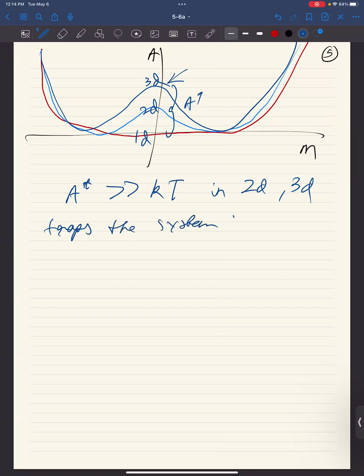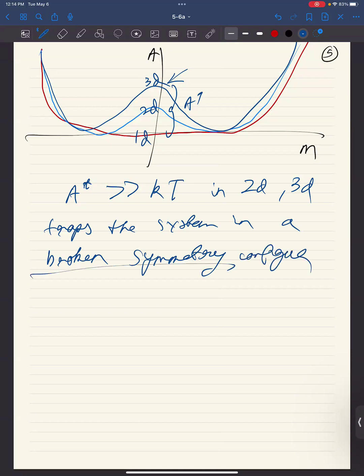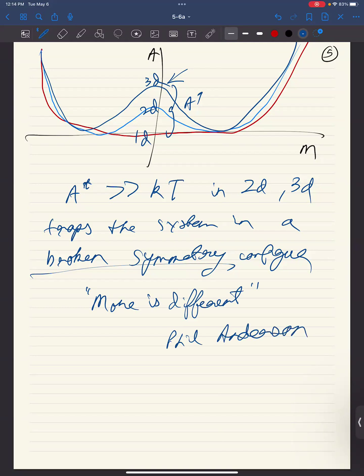in a broken symmetry configuration. So you expect from the underlying Hamiltonian that the system should be symmetric, but you don't have it. It becomes a broken symmetric phase. And one of the most beautiful essays in science is an essay called More is Different by Phil Anderson. It's available online. You should all read it, where Phil Anderson rants about it.